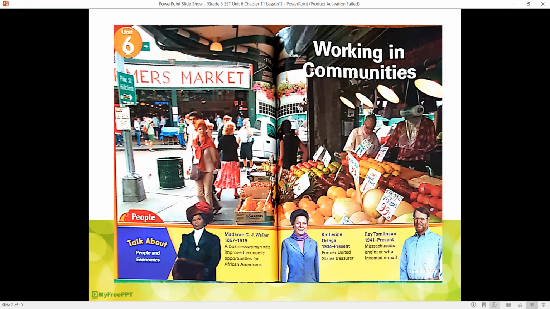There may be some which you have learned in grade 2, which is going to be repeated, but you will be learning a little more than what you learned in grade 2. Now, in this unit, you'll come across some important people like Madam C.J. Walker, Catherine Ortega, Ray Tomlinson.